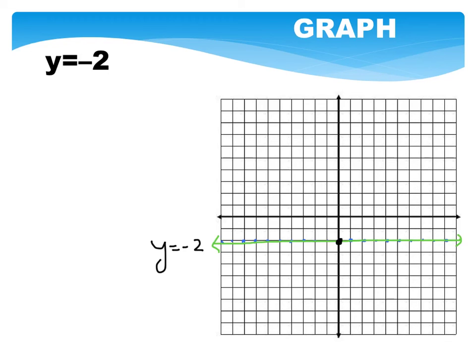Labeling a few points on this graph, this is (0, -2). Let's label this guy over here. This is (4, -2). And then I'll do (-4, -2). Notice that all of these coordinates have a y value of -2. Labeling my axes. And I check I have my arrows, so I am good to go.